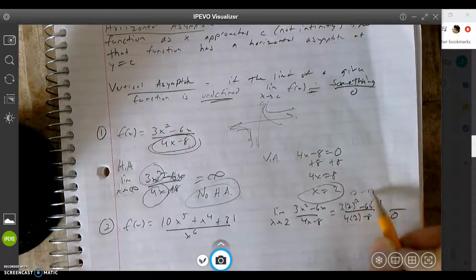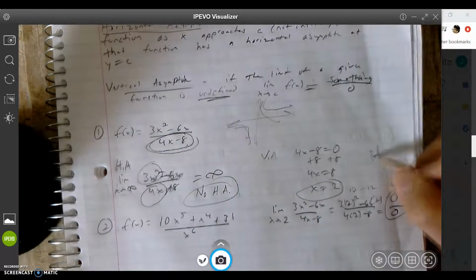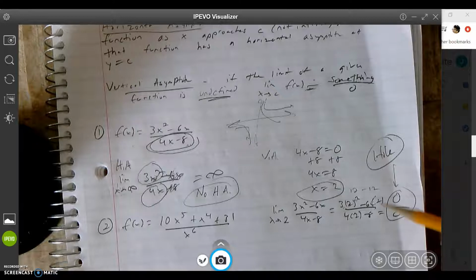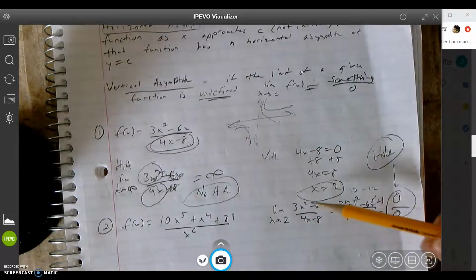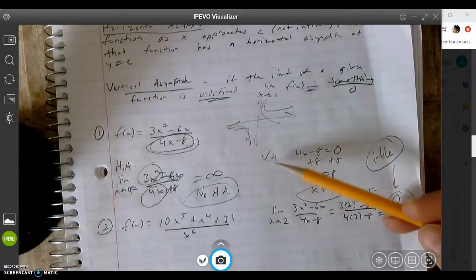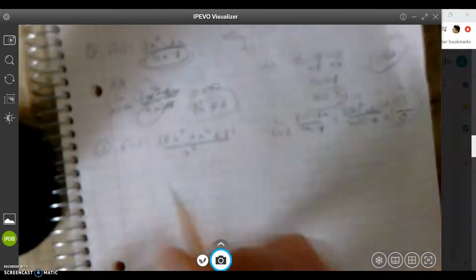This is 12 minus 12, and so this is just a hole. This is a hole. That is not a vertical asymptote. So then I would do L'Hopital's rule, or I'd factor, and I'd find my actual limit. But I know that there's a hole in the graph. So there's no vertical asymptote, and there's no horizontal asymptote for the first one. Cool. All right, next. Here you go.